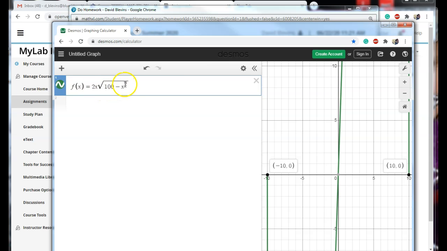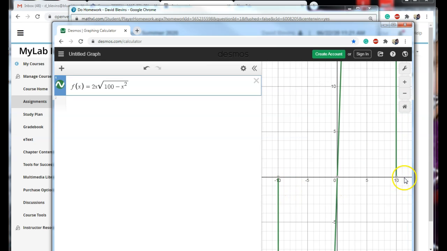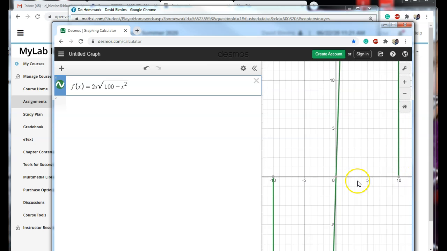But if I made x any bigger than that, then those numbers squared would be bigger than 100, and I'd be taking the square root of a negative. So the implied domain here, the only thing that I can plug into this, are numbers between negative 10 and 10. And that's why the graph just abruptly ends right there. Okay, and now this thing goes way out of the screen. We've seen that vertical look.